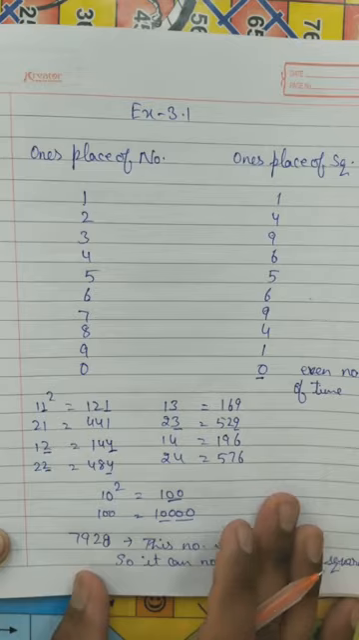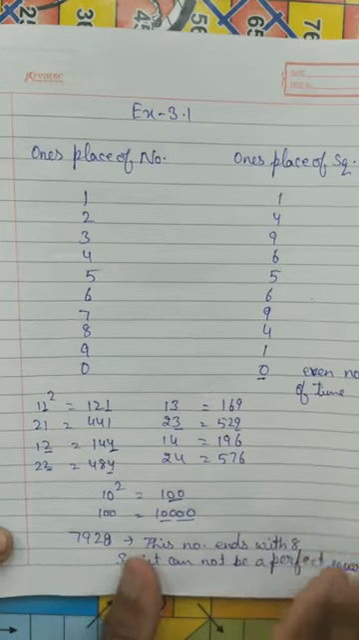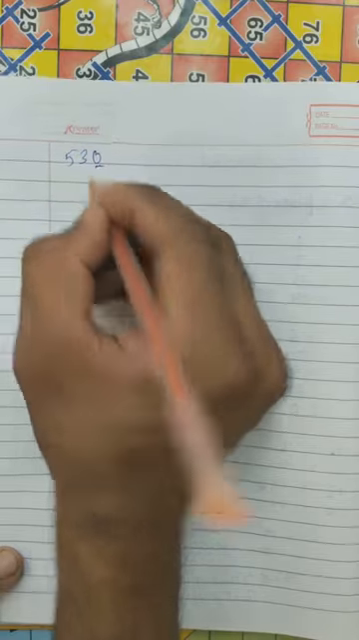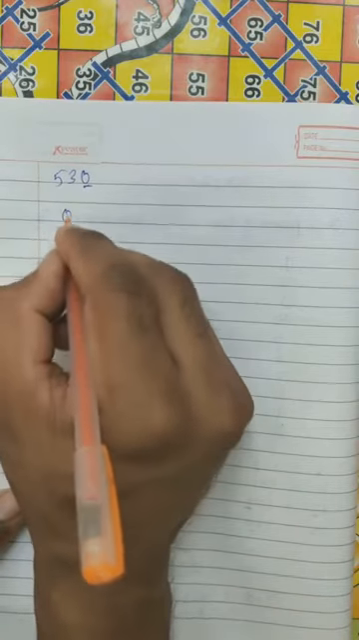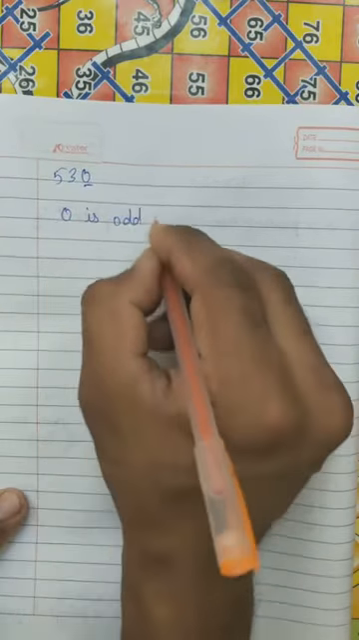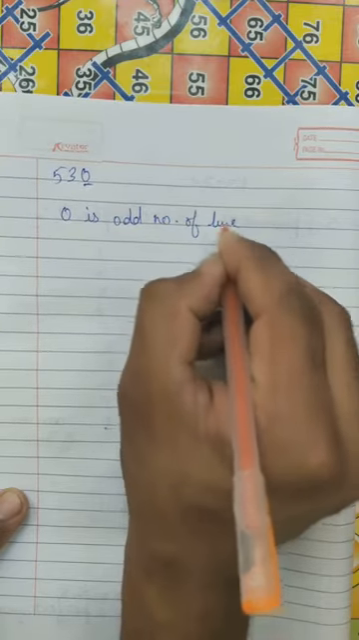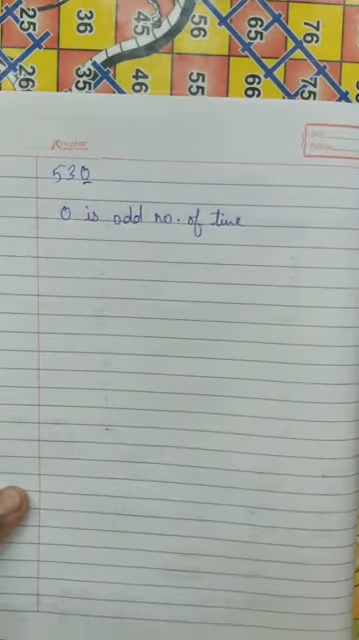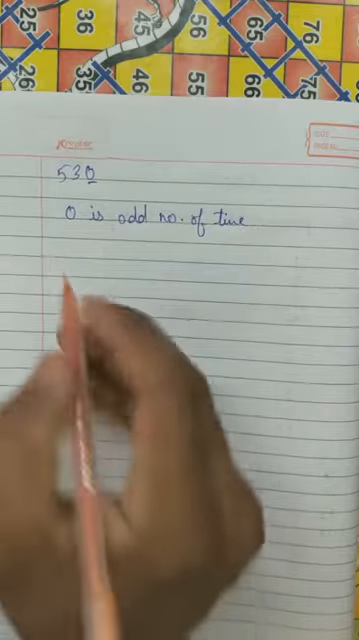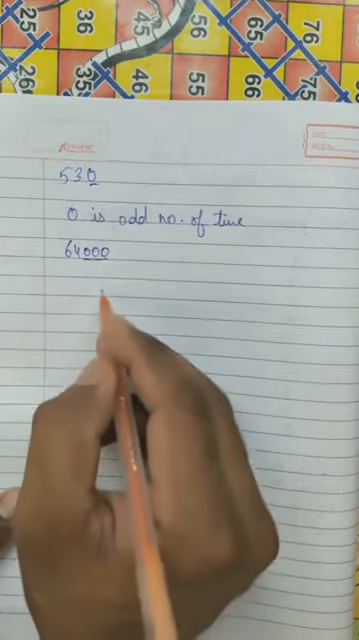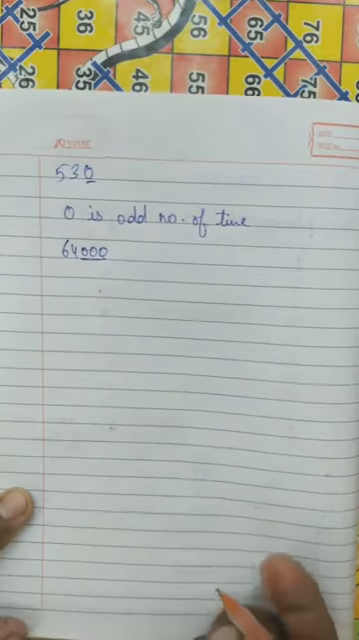So in this way you can give a logic for all the questions. Like in the 11th question, the third part is 530. So 530 includes 0, but the logic is that 0 cannot be in an odd number of times. So 0 is an odd number of times, so it cannot be a perfect square. You will give the reason like this. Also in the 13th question, part 3, the number is 64,000. 0 is an odd number of times. You will write the same reason: 0 is an odd number of times, so it cannot be a perfect square.